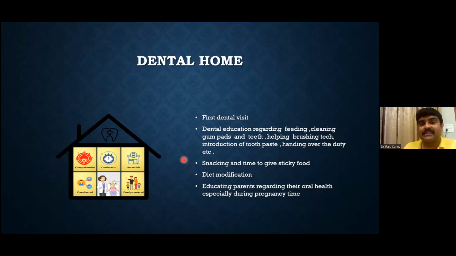Then in the evening, the parent needs to do the brushing. So by the age of 8 years, a complete transfer of duty should be there. So morning and evening, the child is going to start developing brushing by themselves. So that is when to hand over the duty to the child patient.